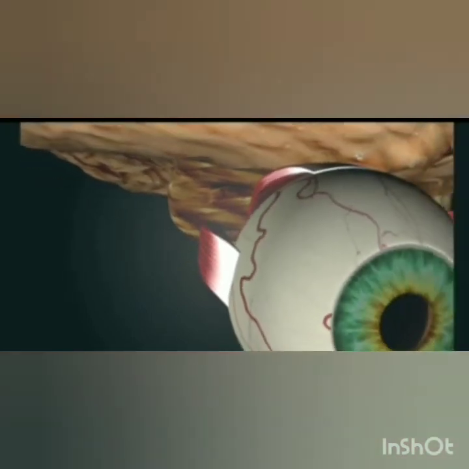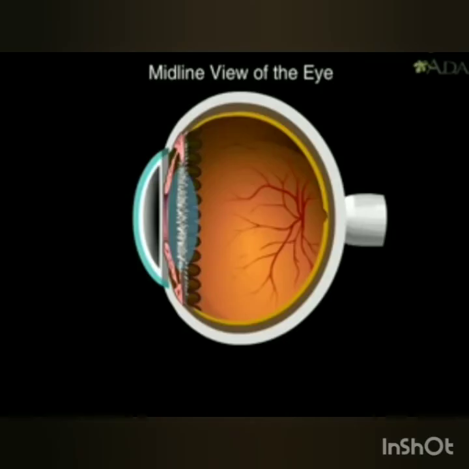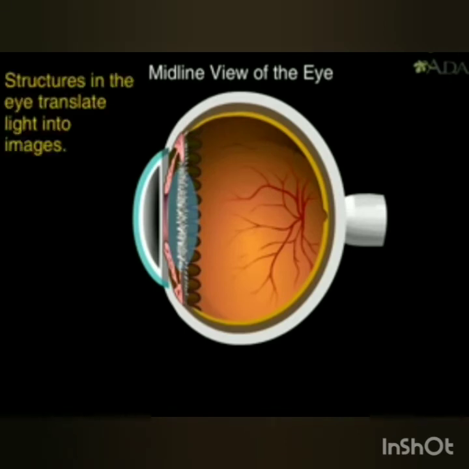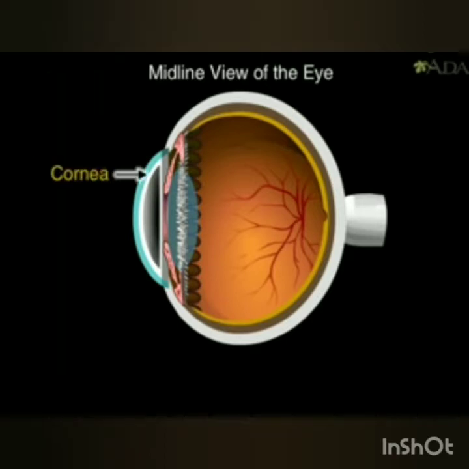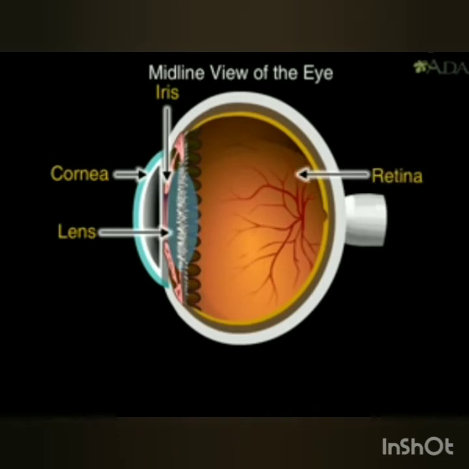So here is a midline view of the eye. All the structures present in the eye convert the light into images. How? If you see, the transparent layer is called the cornea, next is the iris, and next we have a transparent lens, and we have a retina, and the lens focuses the light onto the retina.